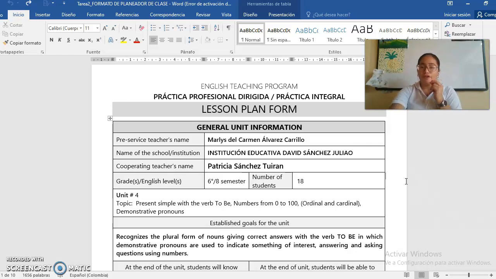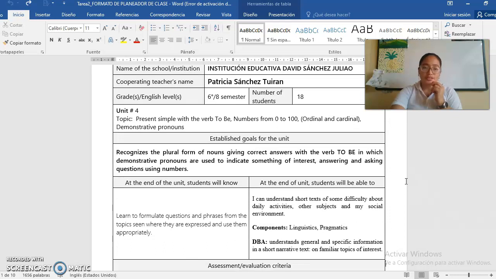Unit 4. Topic: Present simple with the verb to be. Numbers from 0 to 100. Ordinal and cardinal numbers. Demonstrative pronouns.